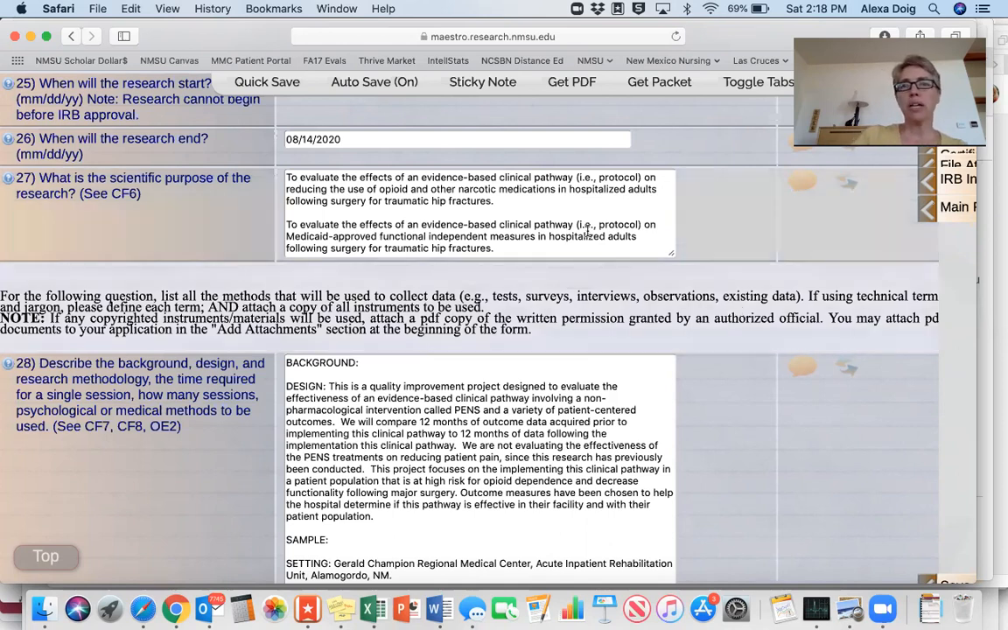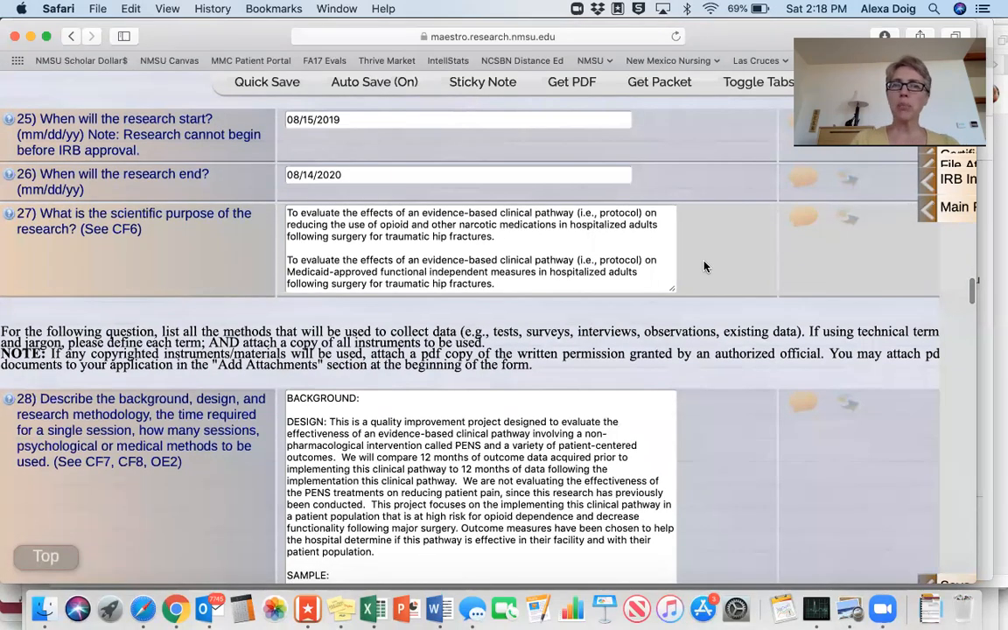So in this particular one here, I haven't quite fleshed it out, but I had two objectives to evaluate. One was to evaluate the effects of an evidence-based clinical pathway. And I use the word protocol because most of the people who review these are not clinicians. So evaluate the effects of an evidence-based clinical pathway on reducing the use of opioid and other narcotic medications in hospitalized adults following surgery for traumatic hip fractures. So there's a very specific, measurable goal. We sometimes call them SMART goals or SMART objectives.